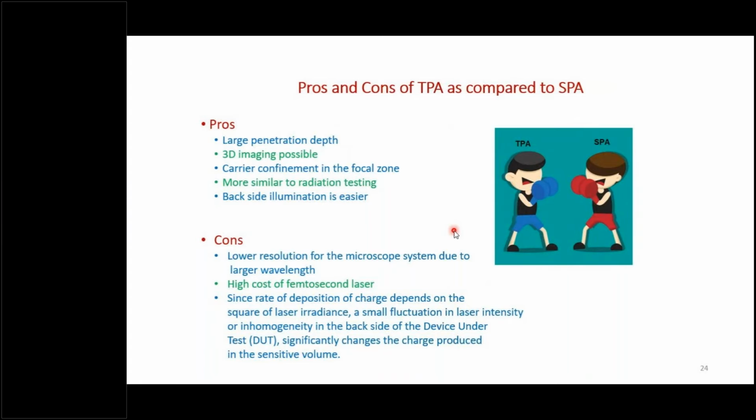And then there's the high cost of the femtosecond laser. You need an optical parametric amplifier, which I'll talk about later. That will make it more costly.